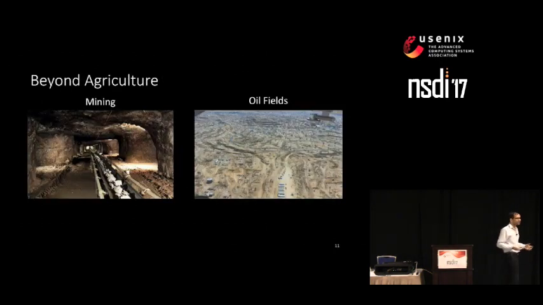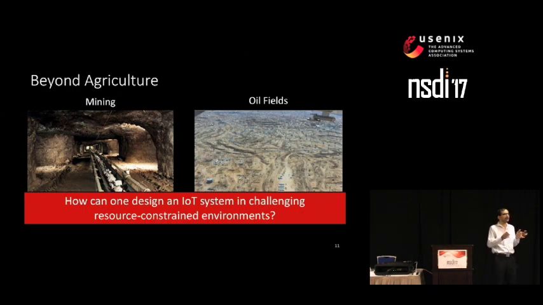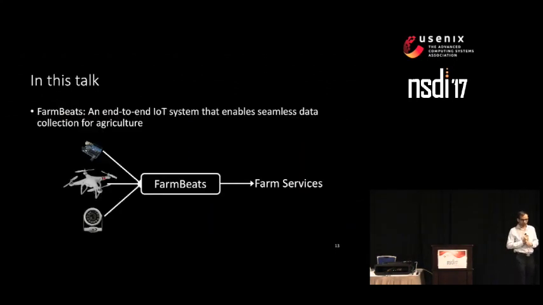And these constraints are not just specific to agriculture. They occur in various different scenarios. You can think of mining, oil fields. They have the same constraints. They have no internet connectivity, no power availability, and you have to work with a small number of sensors. So the key question that I want to ask today is how can we design an IoT system in challenging resource-constrained environments like these? And that's exactly what I'm going to talk about today.